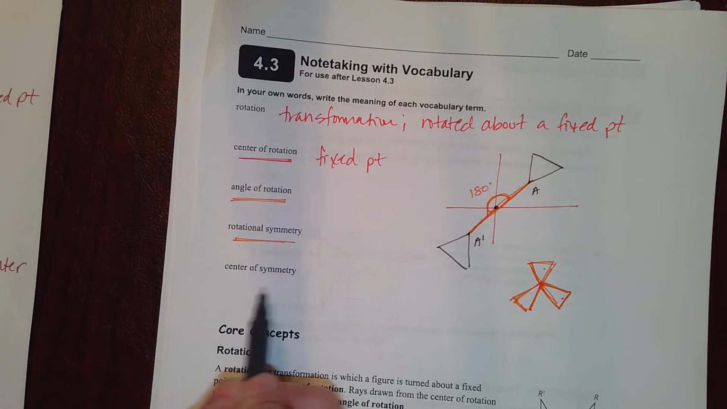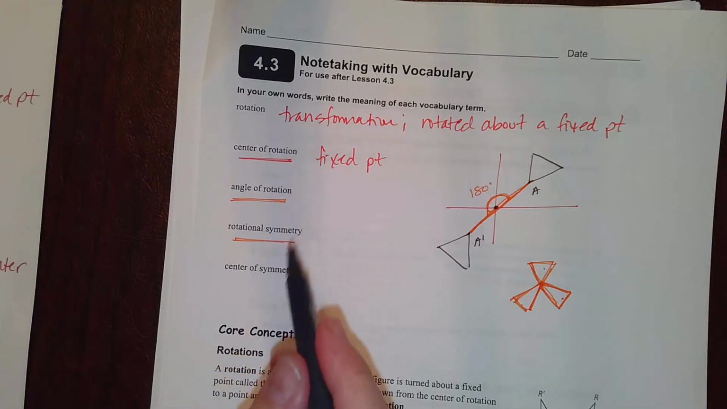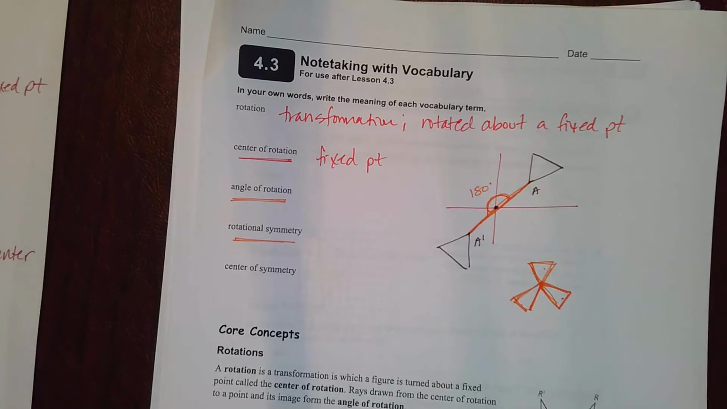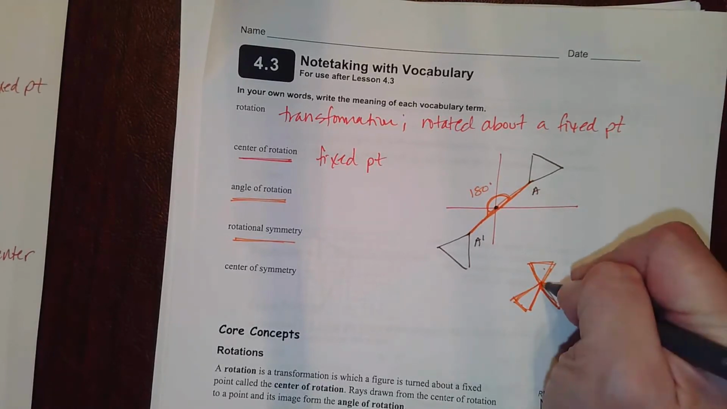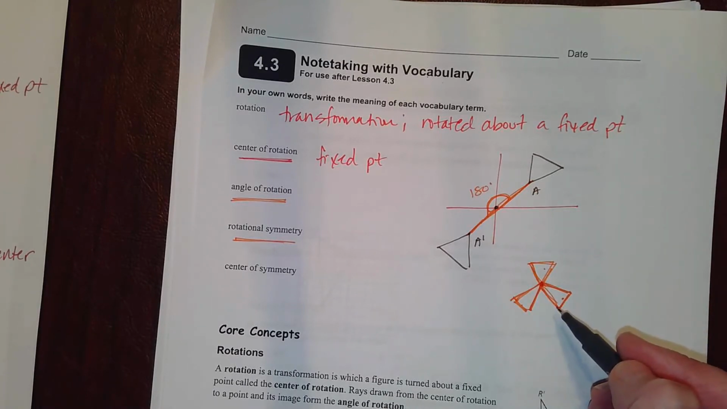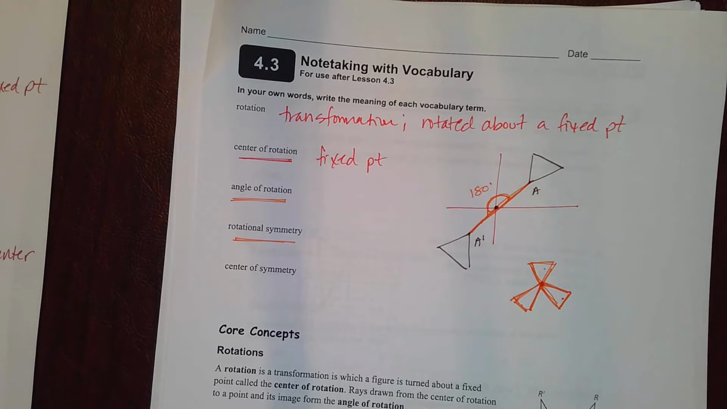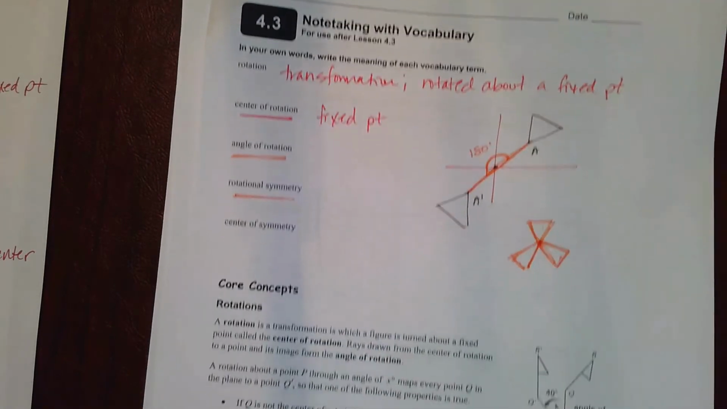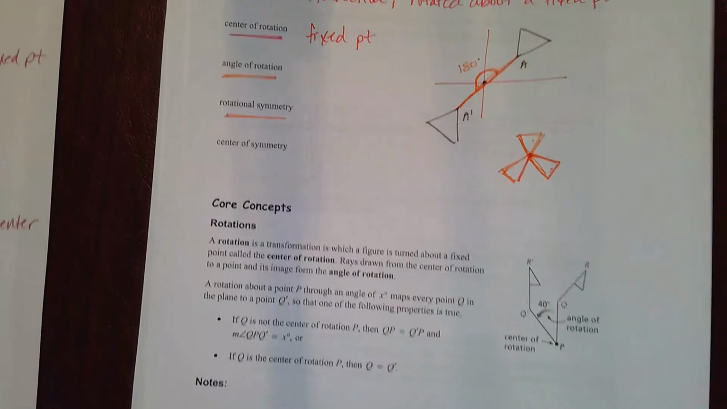A center of symmetry is the same idea. It's mapped onto itself by a rotation of 180 degrees or less about the center of the figure. Once we get more than 180 degrees, it's redundant to talk about the symmetry, and I'll show you some examples. Basically, we're saying, if I rotate this, how many different times will it look like the same figure within the 180 degrees? We'll talk about that in a bit.